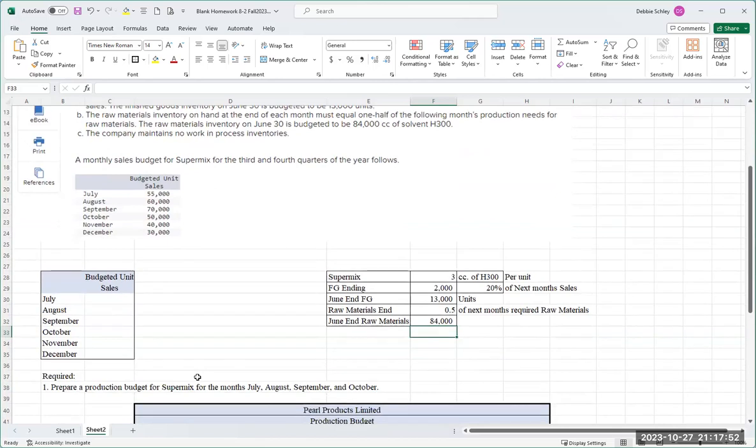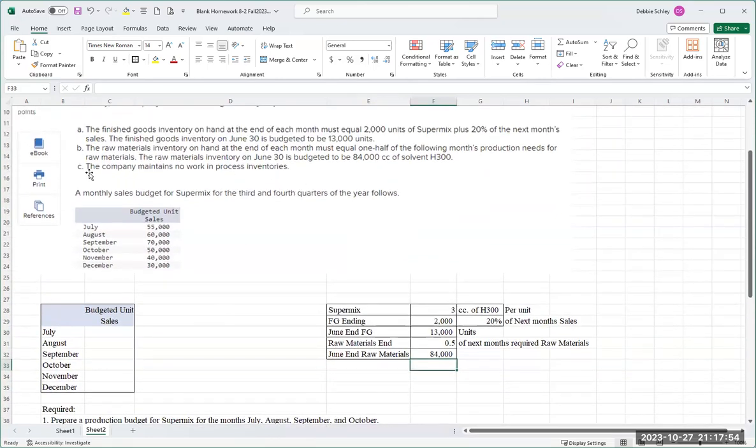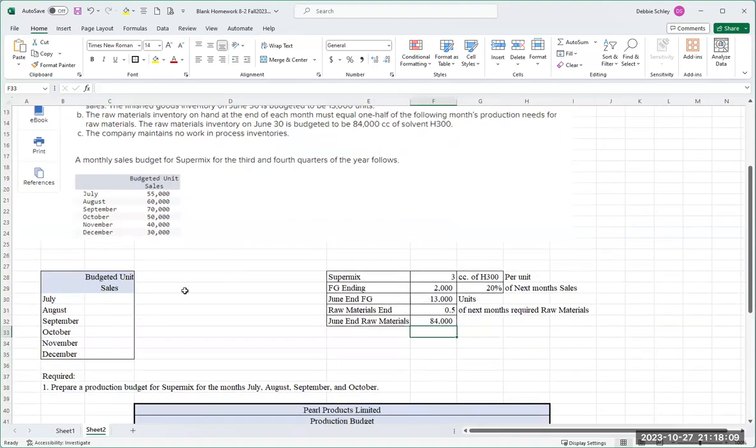Okay, I am going to, let's see. The company maintains no work in process inventory, so you don't have to worry about work in process. And here's my monthly sales budget for Supermix for the third and fourth quarters of the year. Okay, so July, 55,000. And be really careful typing in these numbers, because in this problem, if you get one number wrong, then a whole bunch of numbers later are wrong. So type in numbers carefully.